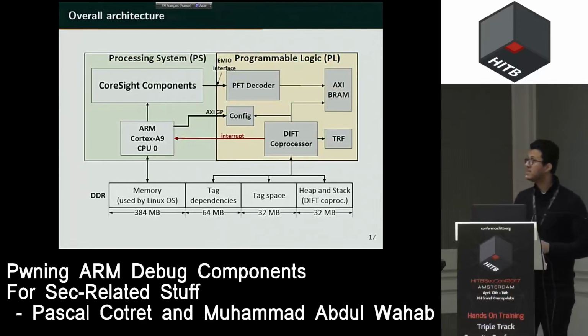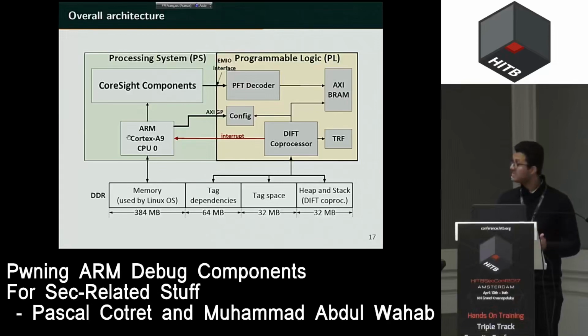So this is the architecture we developed. We are using a single Cortex-A9 CPU core. We activate CoreSight components over here. When the trace comes out, we decode it and store it in a memory over here. And we have a coprocessor which reads these traces.